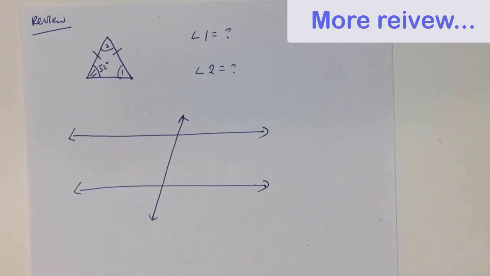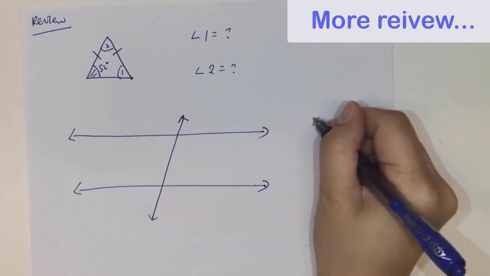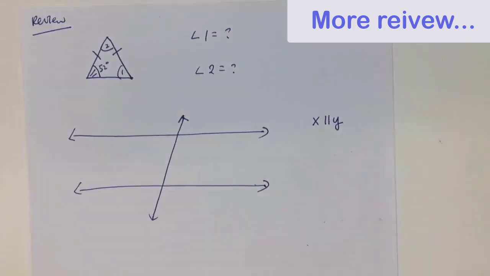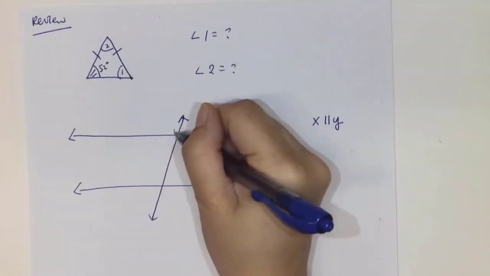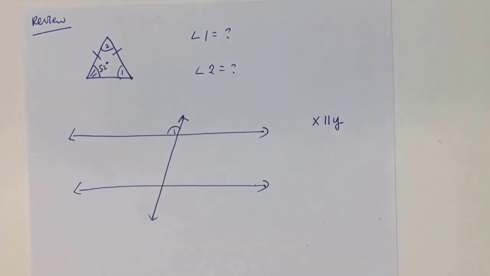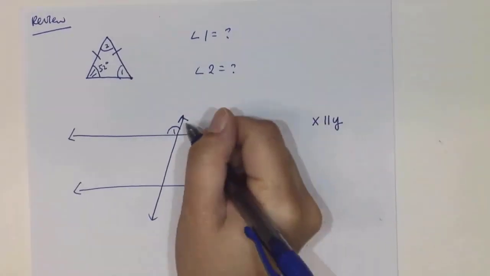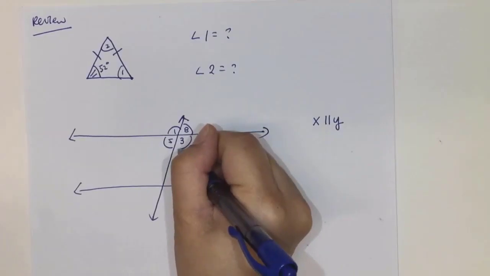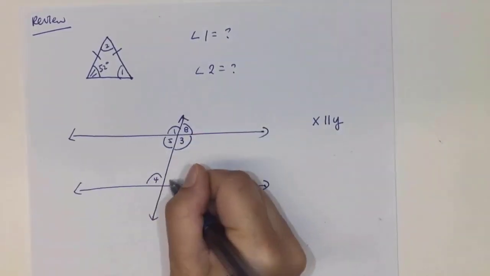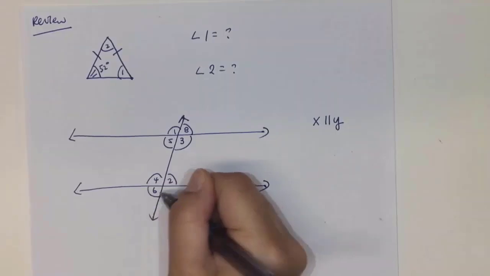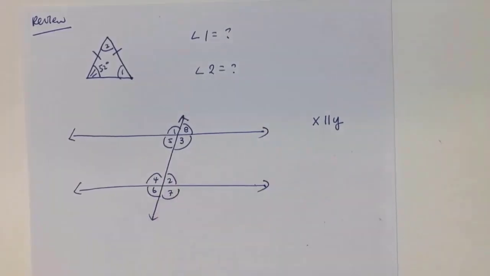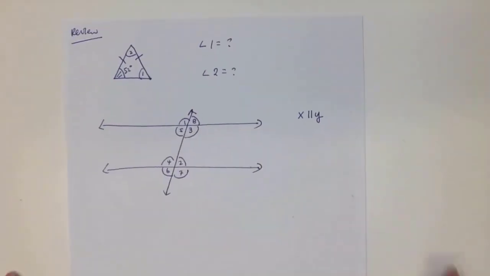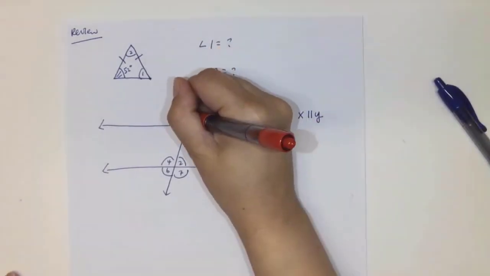We have to have that condition for this to work: X is parallel to Y. And I'm going to have degree angle 1 here, 8 here, 5 here, 3 here, 4 here, 2 here, 6 here, and 7 here. And given angle 1 equal to 130 degrees.